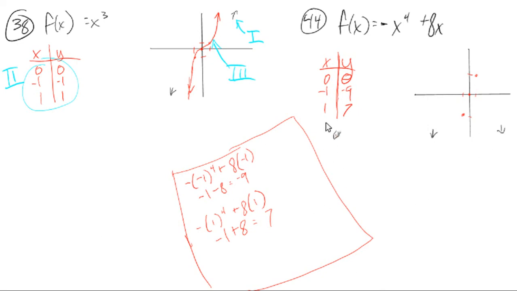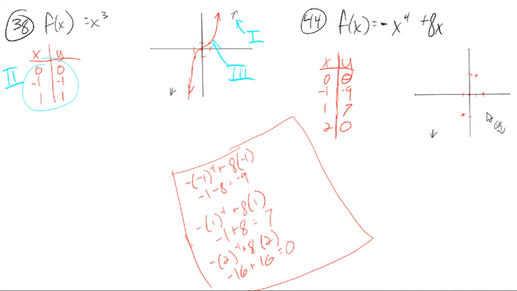So let's try a 2. Put a 2 in there. So negative 2 to the 4th plus 8 times 2. 2 to the 4th is going to be 16, so make that negative 16. Plus 8 times 2, that's 16 as well. So this is 0. So there we go. When we plug in 2, now we're back down to 0.